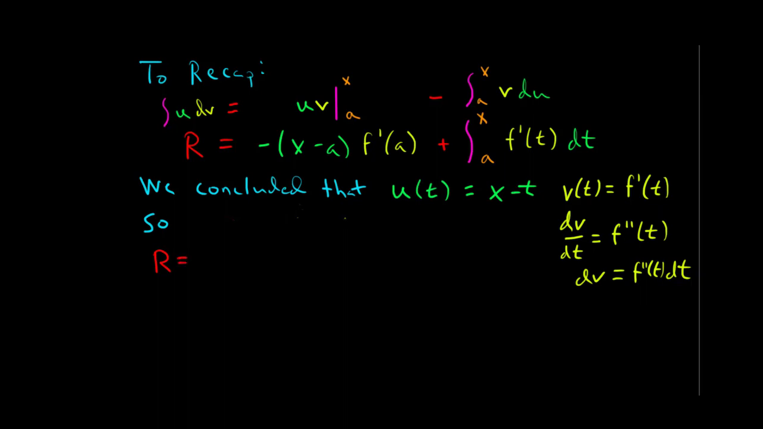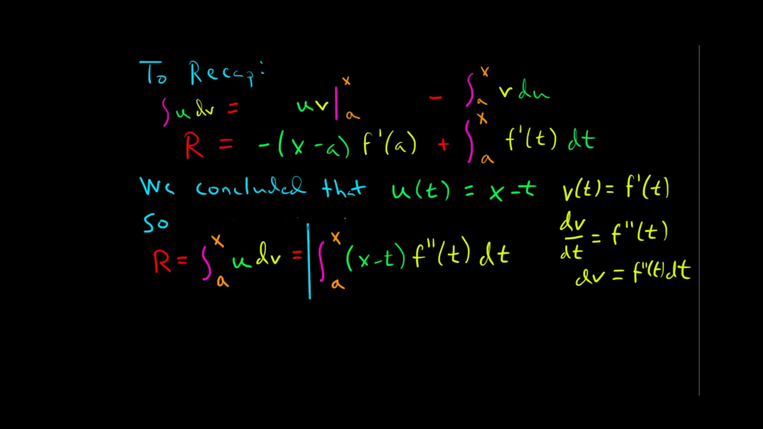So then we have r equals, again, the integral from x to a of u dv, which means it equals the integral from x to a of x minus t times f double prime of t dt. So that is an exact integral expression for r. I'm going to put a box around that because we're going to make use of this further on. But that's pretty cool. We've perfectly characterized r as its own integral.